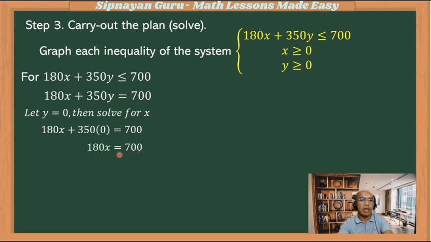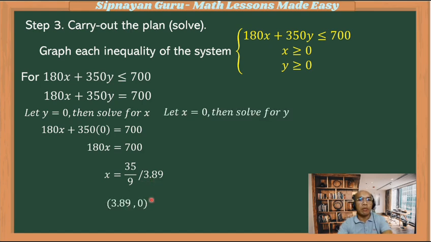So 180x is equal to 700. Divide both sides by 180 to solve for x. So the value is 35/9, or in decimal 3.89. For the y-intercept, let x be equal to 0 and solve for y.